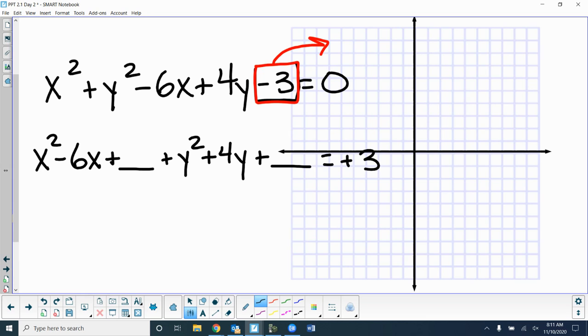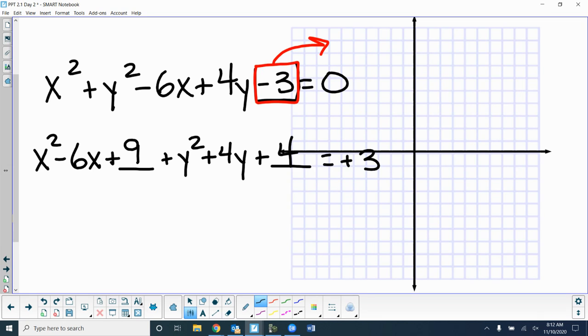I think we've done that this year already, haven't we? What do we do with the 6? I don't remember. Maybe we haven't done this. Divided by 2. Yeah, divided by 2, which is 3, and then what? Square it, yeah. So you take the 6, divide by 2, which is 3, and square it. So that's 9. 4 divided by 2 is 2, squared is 4.